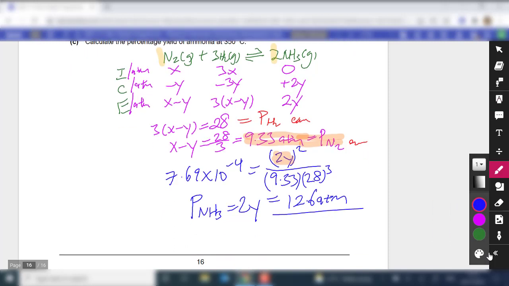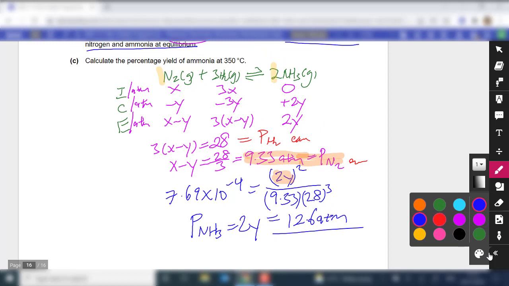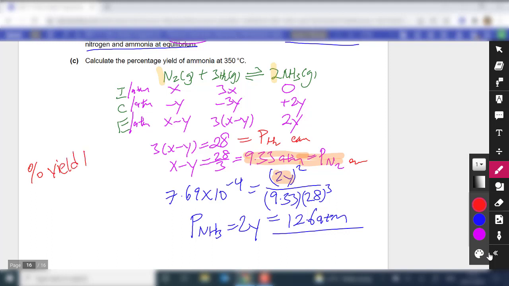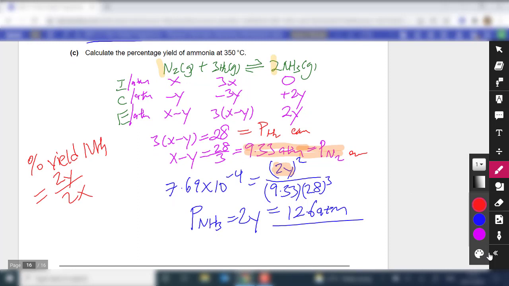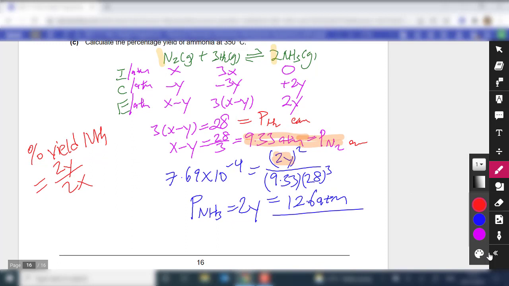So therefore, in a relatively simplistic manner, the percentage yield of ammonia is simply just 2y over 2x. So it's basically a y is to x ratio, if you want to put it that way. Because 2x is the maximum amount of ammonia you can achieve. So in this case, since we already know 2y, I hope you do recognize it, we can easily solve for x.